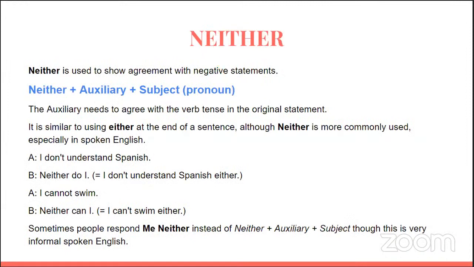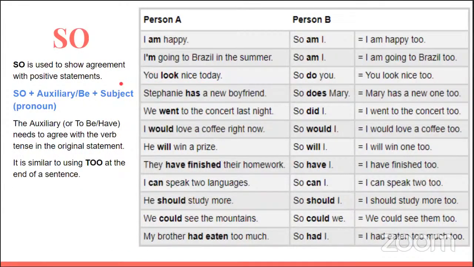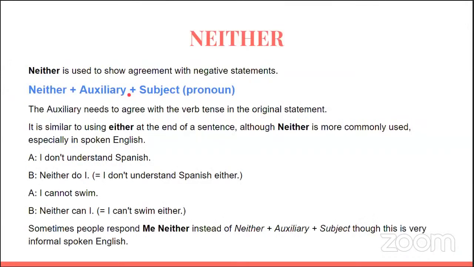Neither. When do we use neither? Neither is used to show agreement with negative statements. Now, here is the difference. It's also agreement, but now with negative statements, whereas here we show agreement with positive statements.